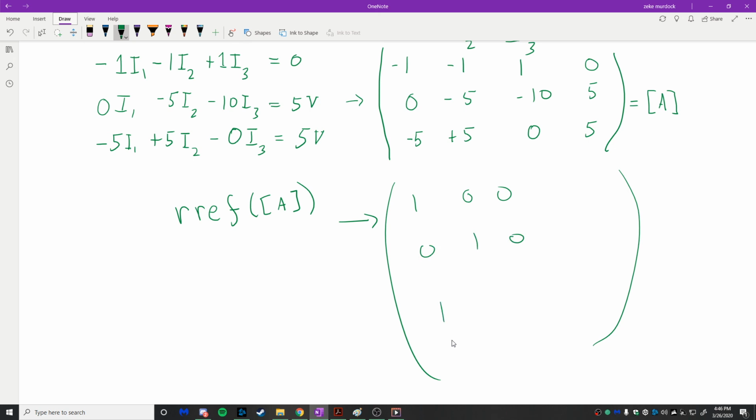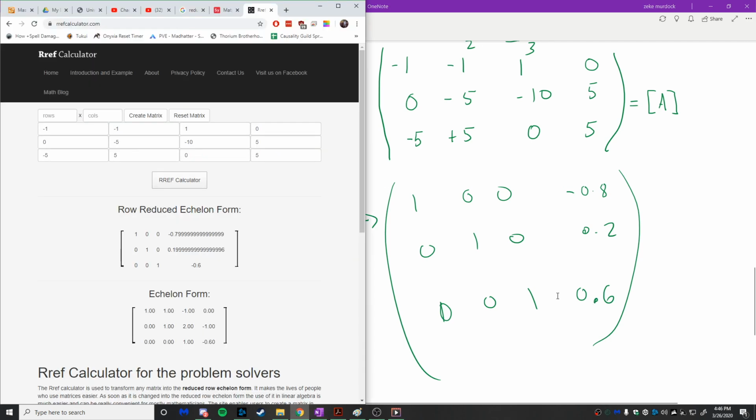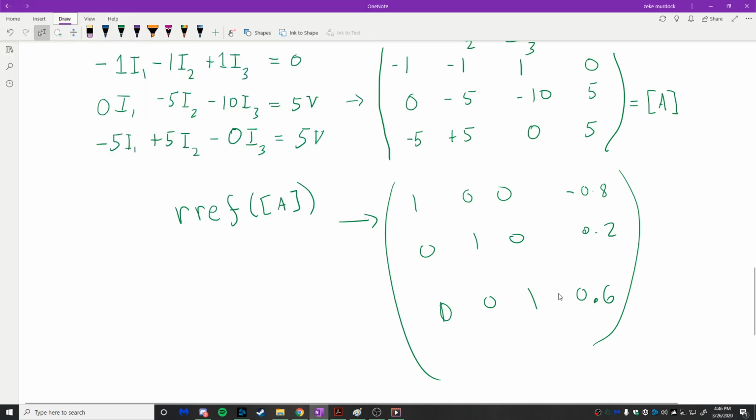A diagonal matrix is a matrix where it's like, whoops, that's a zero. Diagonal, and then you put the answers right here, so it ends up being negative 0.8, 0.2, and negative 0.6, or whatever it was. I don't know if I got this right. This one's negative, right? Yeah, this one's negative. That's what your calculator is going to spit out. It's going to give you the answers, basically. Did that make sense to you guys?